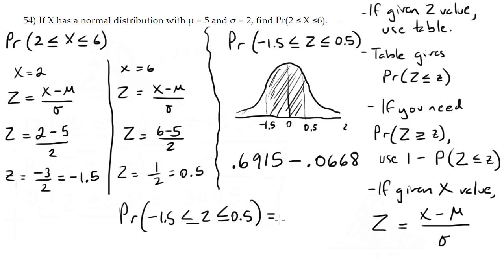So I'll subtract them. 0.6915 minus 0.0668 is 0.6247. That's the probability that z is in between these two values, the same probability that x is between 2 and 6 when I have a mean of 5 and a standard deviation of 2.